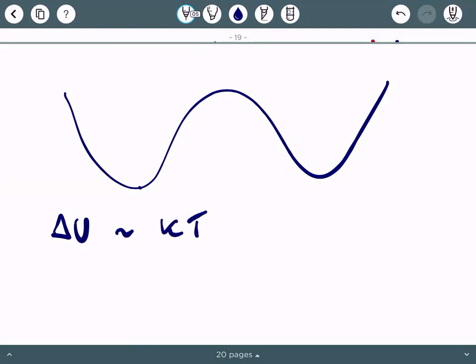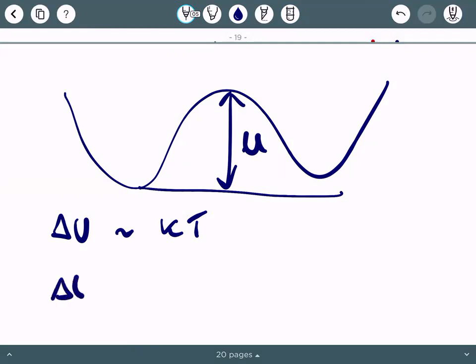So in order to cross a barrier U, I need to have U over KT kicks all on the right. It's not really true. I could have 99 on the right and then maybe 3 on the left and then 4 more on the right. You see what I mean? I'm not trying to be exhaustive here. I'm just trying to give you a picture, right?